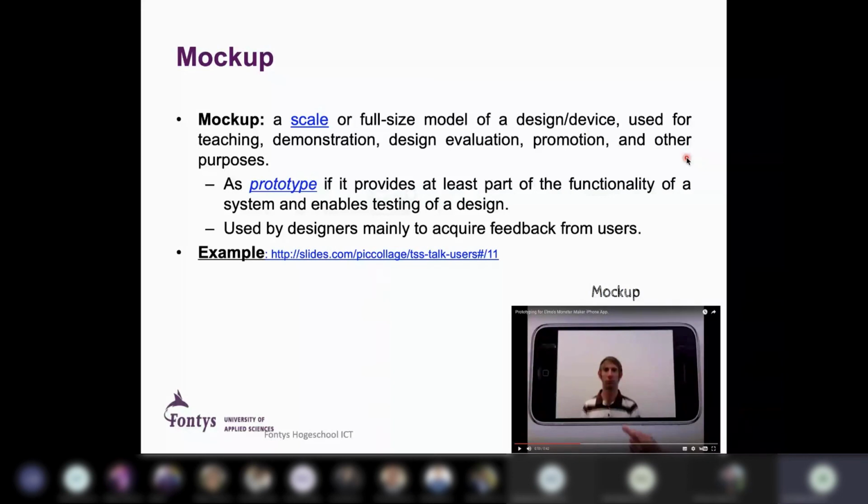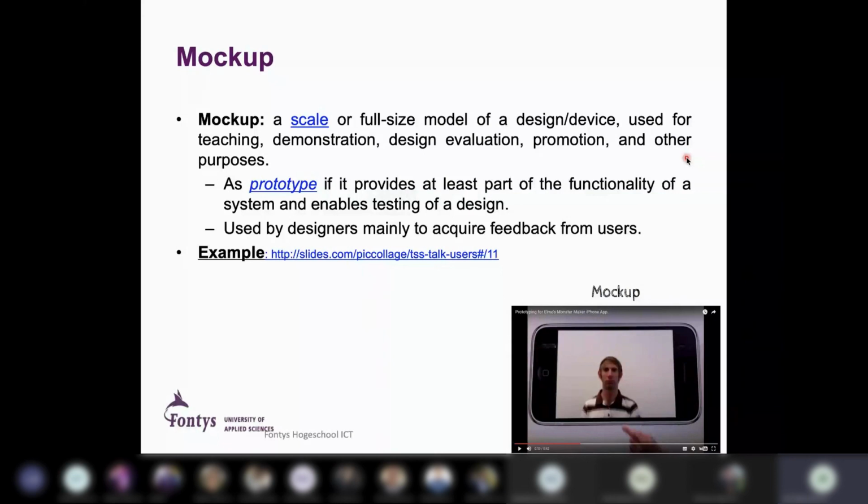Also for how to select the specific methods based on your specific needs as a developer, as a designer, there are plenty of websites, and they will advise you immediately. In this course, we're just looking at some of them. And this is just another one, a mockup. Perhaps you are familiar with these mockups from the internet. It's even a buzzword now. It's a scale or full-size model of a design or a device, or if it's hardware, what you're doing.